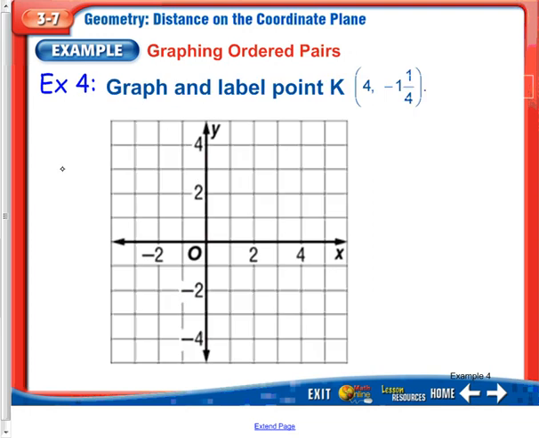For example 4, we're going to graph and label point K. So first we're going to start at the origin. And once we're at the origin, we're going to move to the right 4. So 1, 2, 3, 4, and then we're going to go down 1 and 1/4. So we'll have the point right about there. And now we need to label it. This is point K, and we are in quadrant 4, which is IV in Roman numerals. And we're finished with that one.